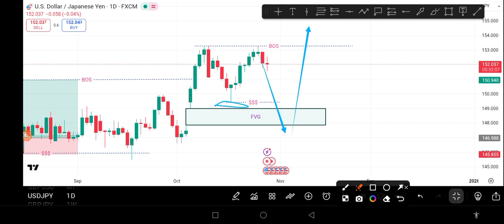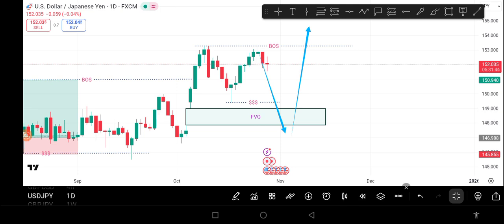Now this will be our liquidity levels. The price will come, take this liquidity, tap into the fair value gap. If possible, it will tap into this order block that is here, and then our demand zone, and then it will go back to take this high. So my trade, I'm expecting to take a trade from somewhere here.